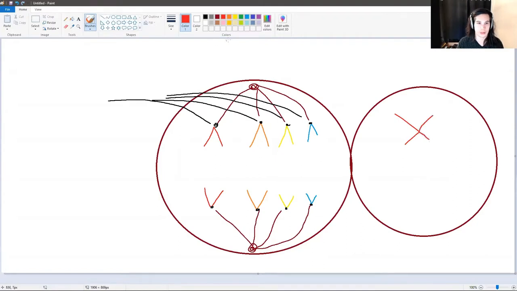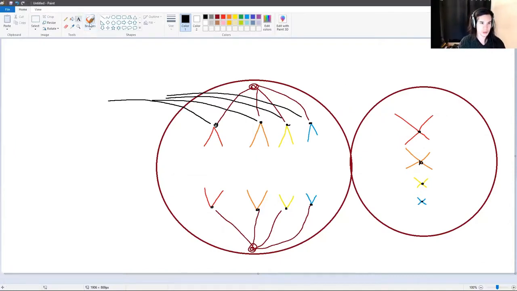Chromosome number 1 from mom. Chromosome number 1 from dad. And I should have made, actually they are kind of smaller. Chromosome number 2 from mom. And then chromosome number 2 from dad. In this case, you've got 1, 2, 3, 4 centromeres. So in this case, you have 4 chromosomes at this point in time in this specific cell.